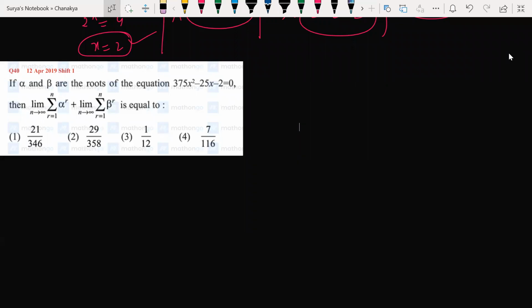Alpha and beta are the roots of this equation. Then limit n tending towards infinity, summation of r equal to 1 to n, alpha to the power of r, plus limit n tending towards infinity, summation of r equal to 1 to n, beta to the power of r is equal to dash. Very good.